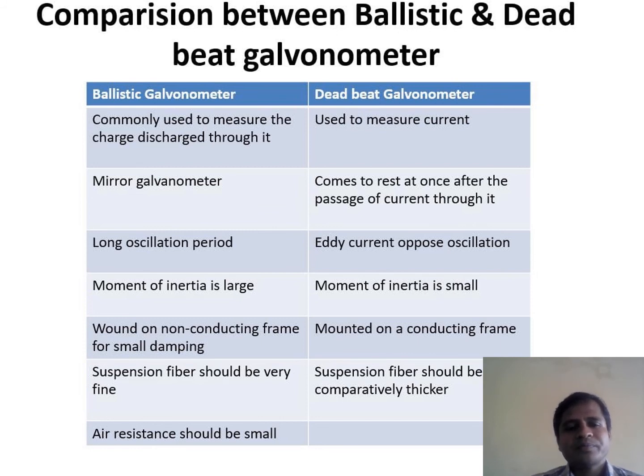The next comparison, since the ballistic galvanometer has oscillations, the suspension fiber should be very fine, whereas in the deadbeat galvanometer, the suspension fiber should be comparatively thicker. And the last comparison, in the ballistic galvanometer, the air resistance should be very small. In the deadbeat galvanometer, since there is no oscillation, air resistance will not affect it.